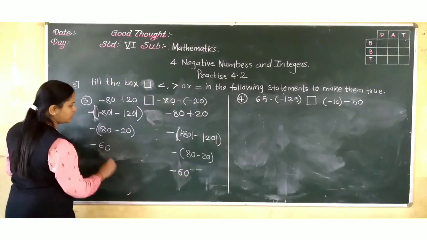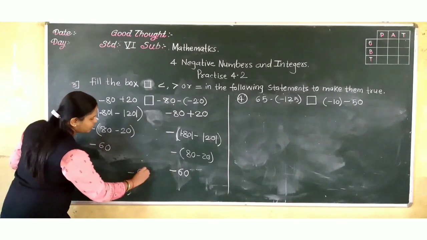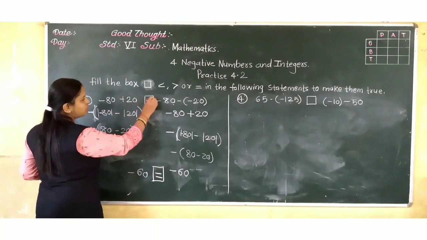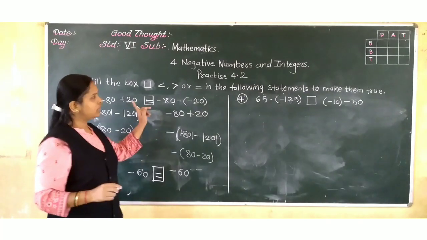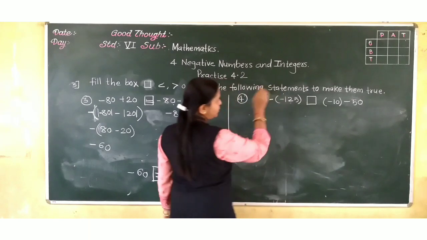Now see, here also minus 60, here also minus 60. Correct? So both are equal. So these both are equal. Final answer.